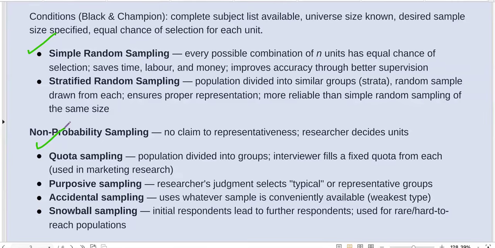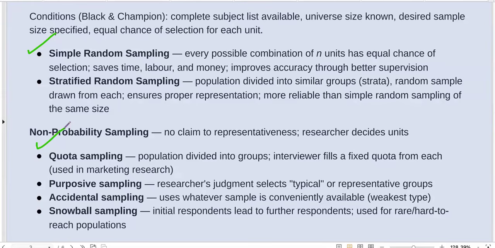My units, accidental sampling. It uses whatever sample is conveniently available. It is the weakest type. Convenience. Okay, some people are living near your home. You just went there and conducted the research. Convenience based on what is near, and you have less money, so you just went there, not bothered about the representation and the quality of the units and what you want to achieve.